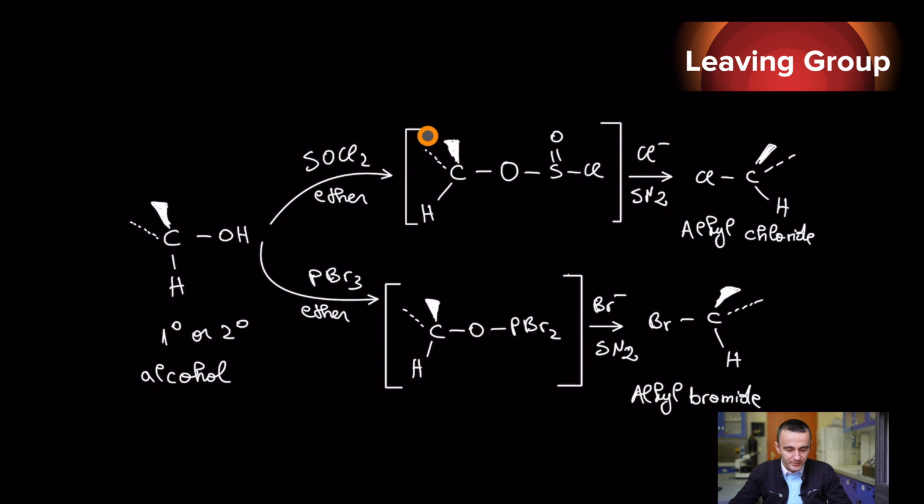As you can see here, thionyl chloride makes the OH a good leaving group. And after it is made a good leaving group, it can go through the SN2 mechanism, okay? And you see an inversion of the stereochemical configuration because the SN2 reaction attacks from the backside, with chlorine on this side here. The same for phosphorus tribromide.